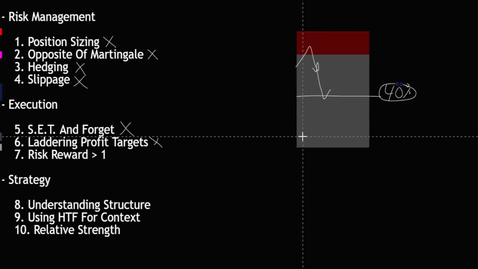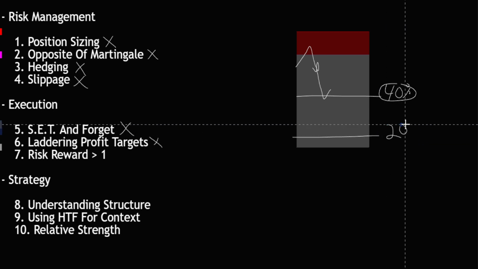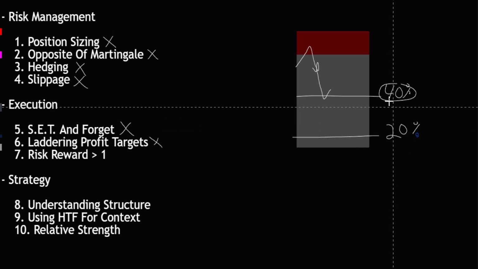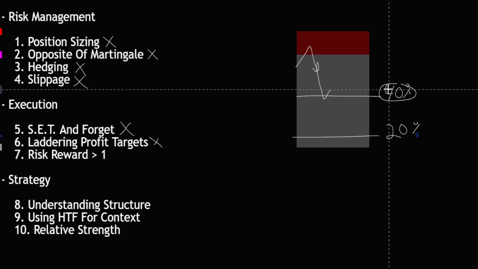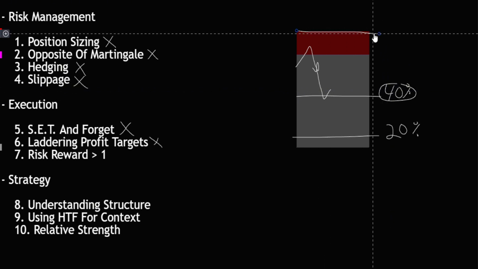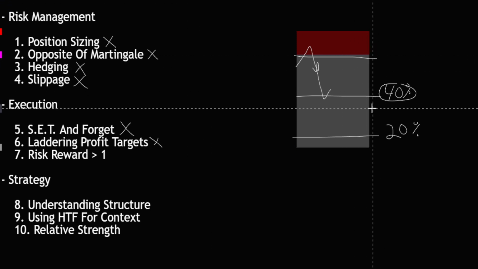The next one is about 20%. And these numbers are interchangeable depending on what fits your style. But the first one should generally be a bulk profit target. And by the time we hit our bulk profit target, we should move our stop loss into profit, or at least at break even. Maybe a little bit into profit to cover the fees and commissions, but break even is fine.